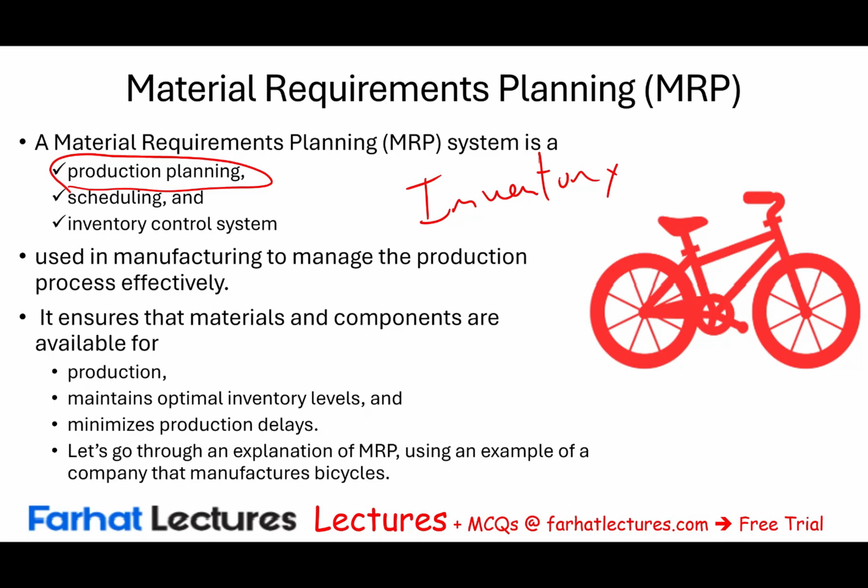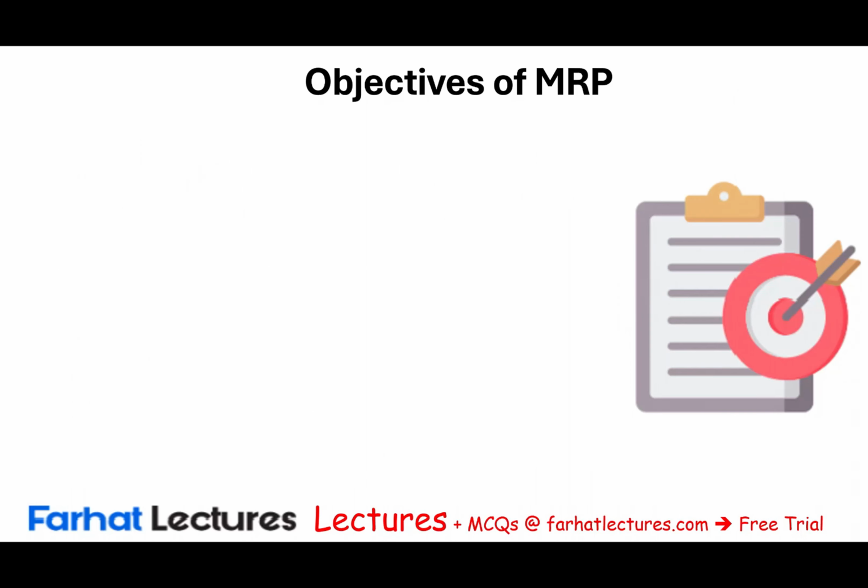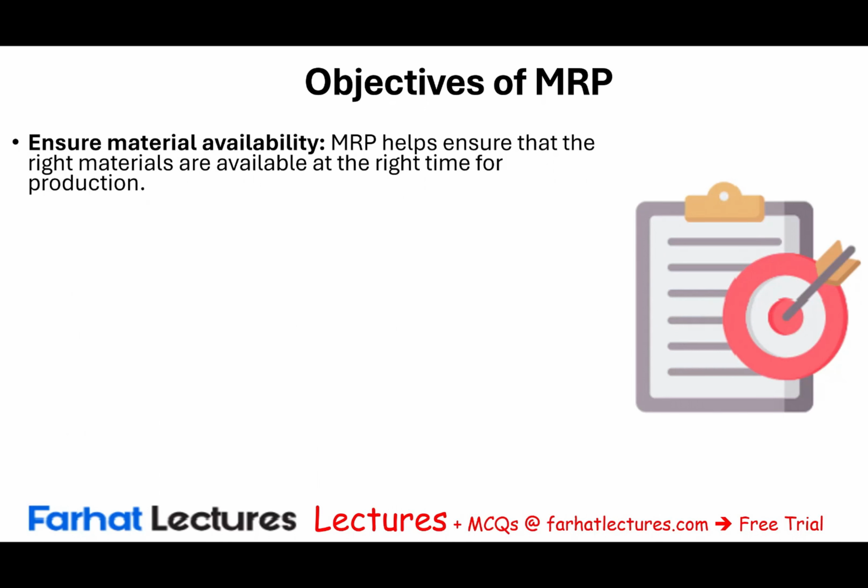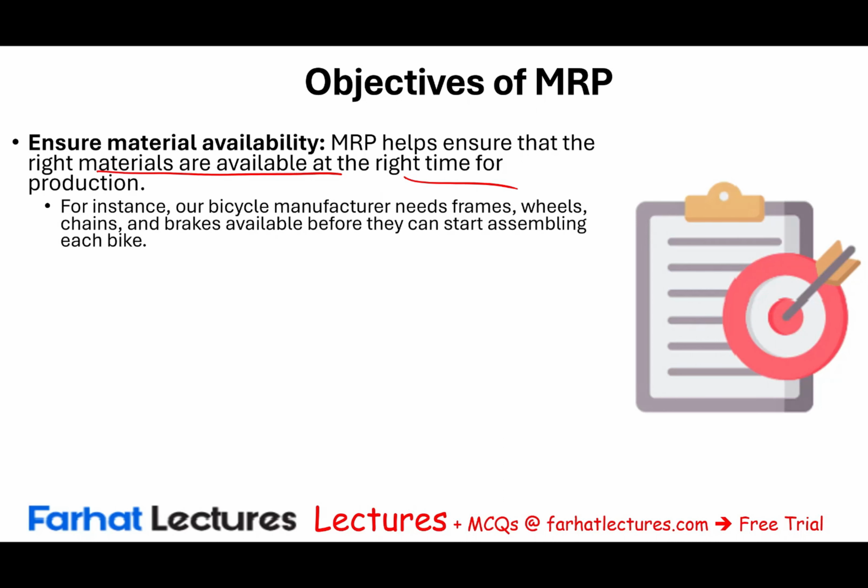So in this session, we will explain MRP using an example of a company that manufactures bicycles. The best way is for me to tell you how it works, assuming we're producing bicycles. So the objective of MRP is to make sure material is available. It helps ensure that the right material is available at the right time for production. For example, in the case of the bicycle manufacturer, our bicycles would need frames, wheels, chains, and brakes before we can start assembling each bike.